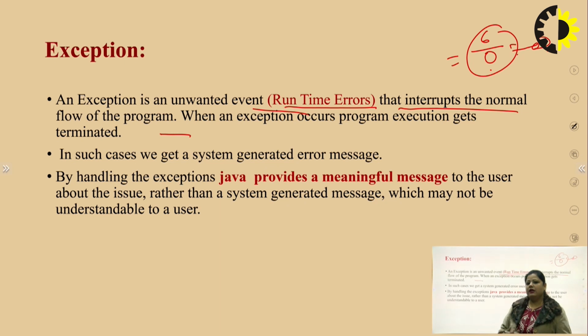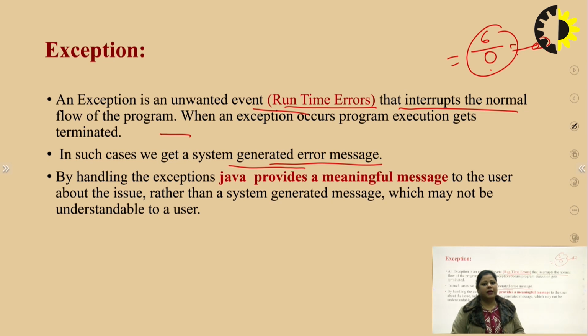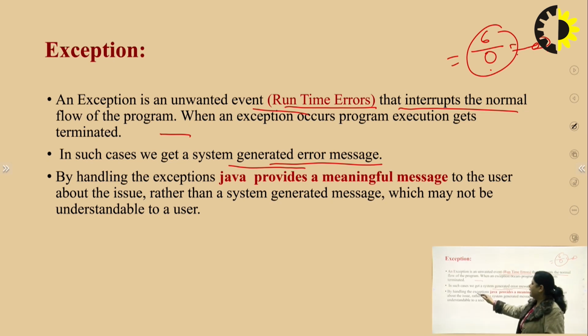So how can we handle these types of exceptions, that is, runtime exceptions or runtime errors? In such cases, we get a system generated error message. Whenever a runtime exception occurs, a system generated error message appears, and it can be defined by the user. Now, by handling the exceptions, Java programs provide a meaningful message.